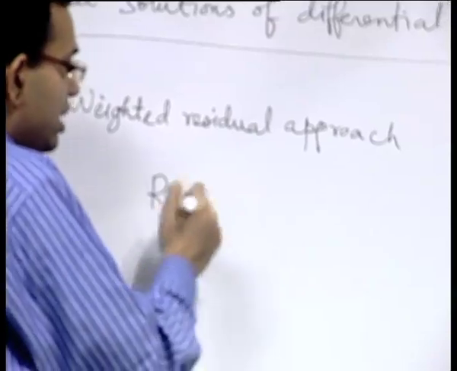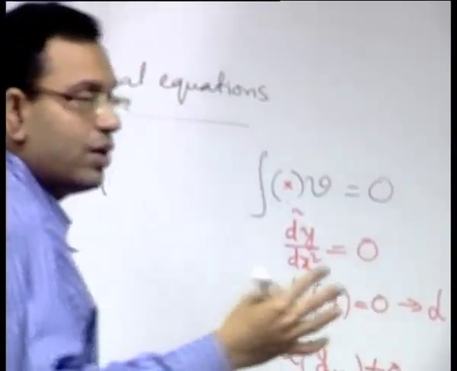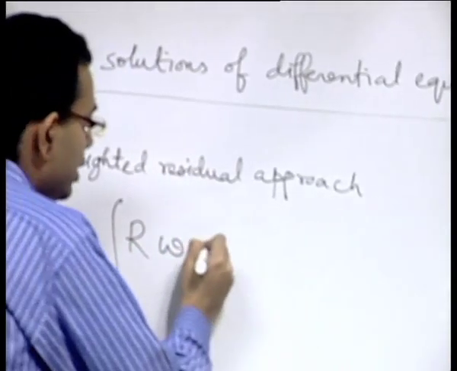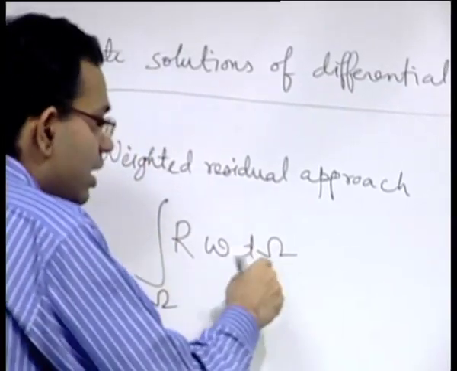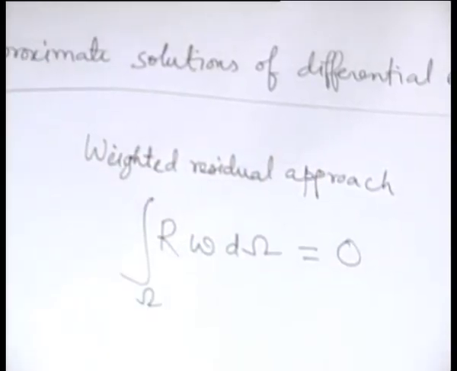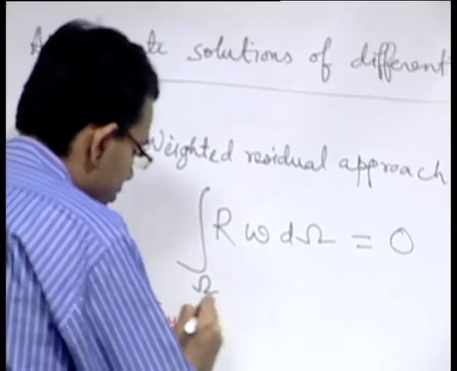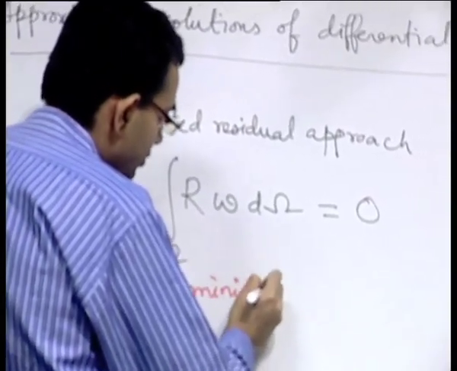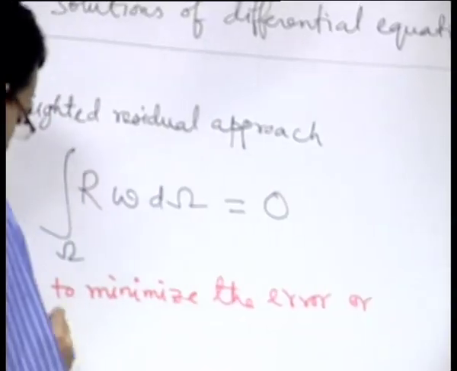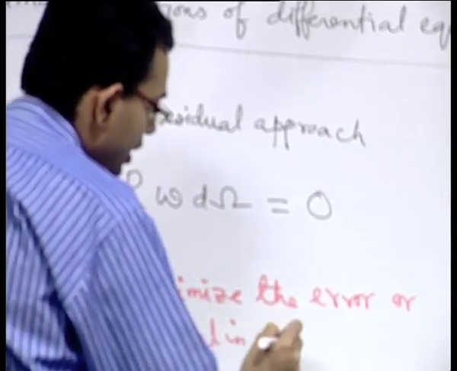W, which is not like the variation in y, but it is some function. We will later on see in the next class how to choose these functions and integrate it over the domain. So, let us call it d omega, where d omega is an elemental part of the domain, and set it to 0. So, by this what we try to do, try to minimize the error or the residual in a weighted integral sense.